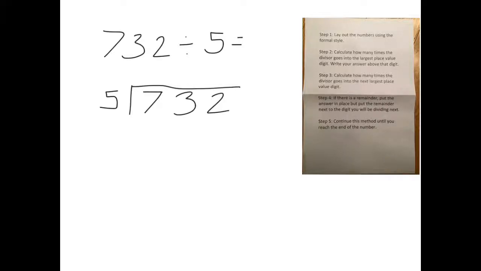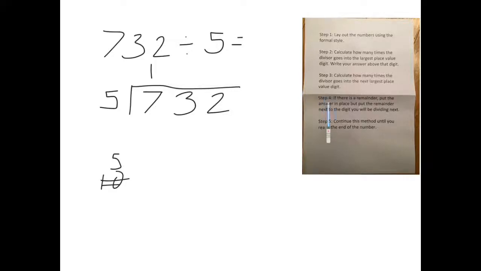Just like so. Now, step 2 tells us that we have to calculate how many times the divisor goes into the largest place value digit, which would be this number here. So how many times does 5 go into 7? Now, there's different ways you can do this. If you know your 5 times table in your head, you know 5 times 1 will give you 5, 5 times 2 will give you 10, and that's too far. So we've gone much too far for that. So let's cross that one out. So we know 5 times 1 gives us 5. So we'll put the 1 up there.